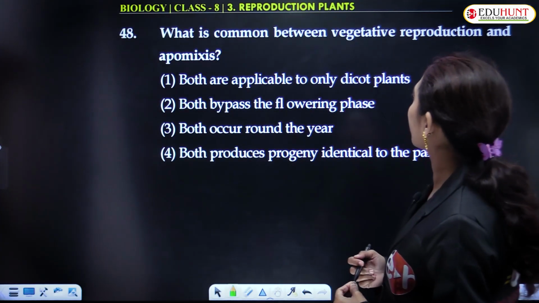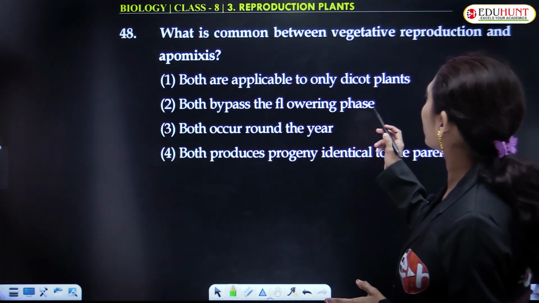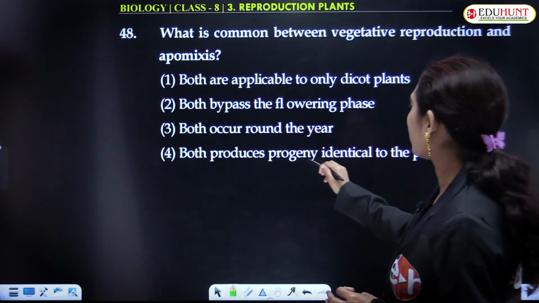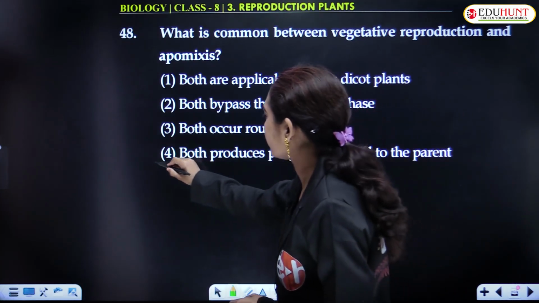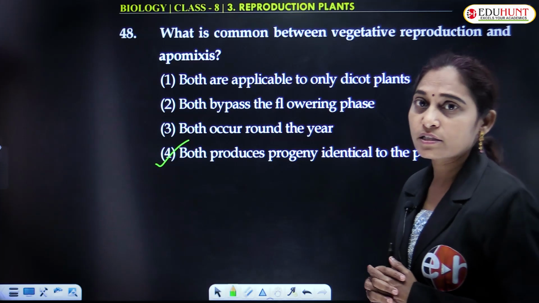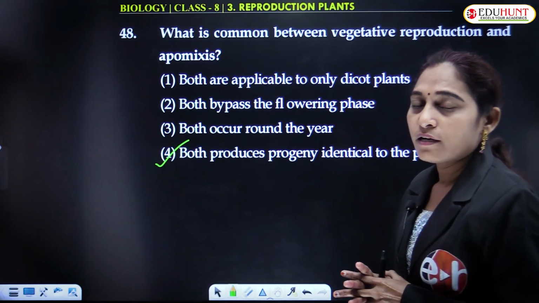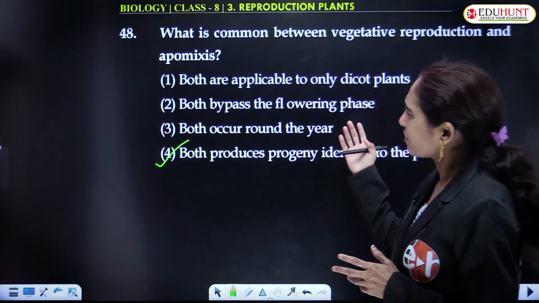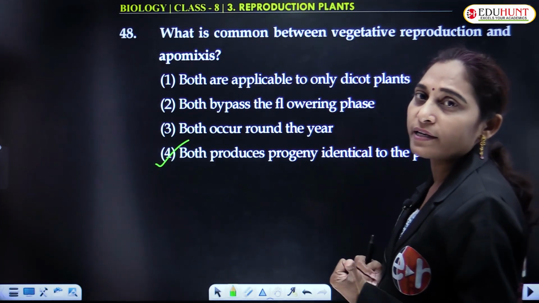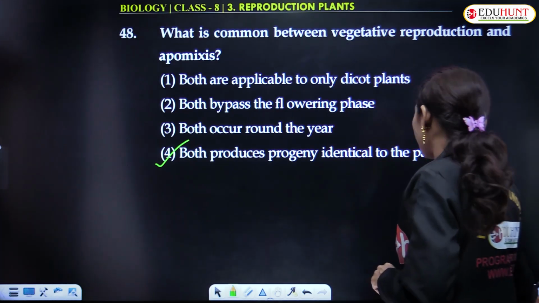What is common between vegetative propagation and apomixis? Both are applicable to only dicot plants, both bypass the flowering phase, both occur round the year, both produce progeny identical to the parent. This is the correct option, because vegetative propagation and apomixis are both asexual modes only. In both modes, only one parent will be involved, or sometimes in apomixis two parents without involvement of the other parent. Only a single parent gives rise to progeny which are identical in nature.